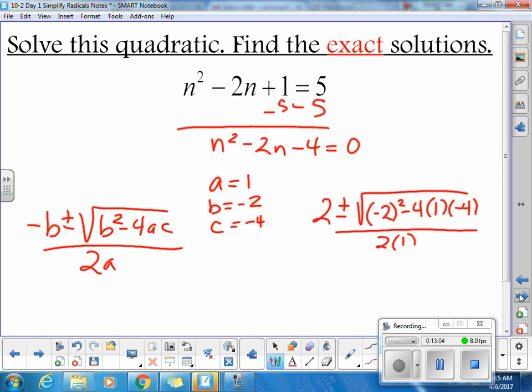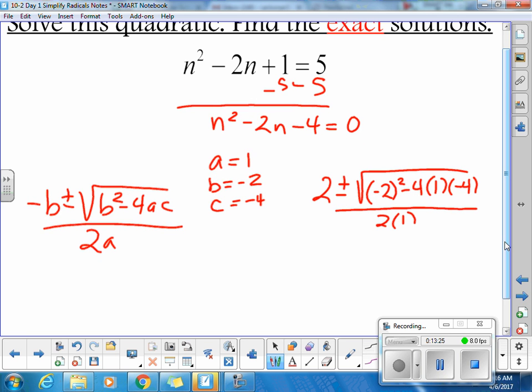So I would simplify what's under the radicand, so we have negative 2 squared. Remember that's negative 2 times negative 2, which is just 4, minus 4 times negative 4. So what is under the radical is 20. So I have 2 plus minus the square root of 20 all over 2.